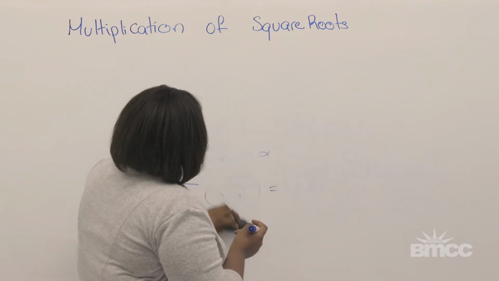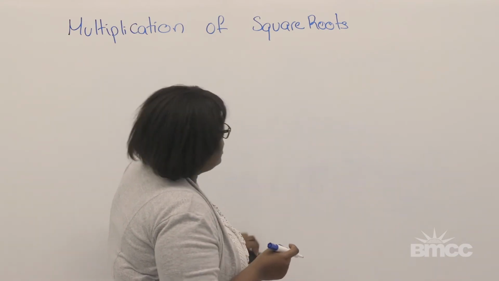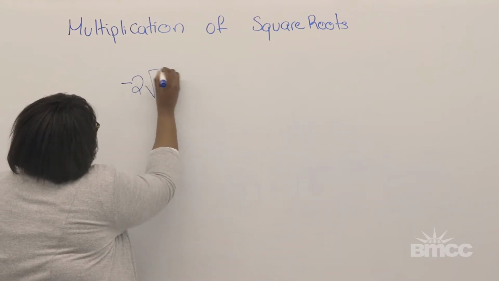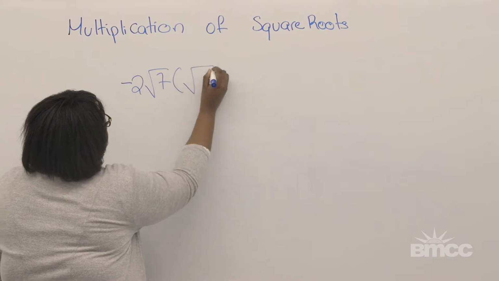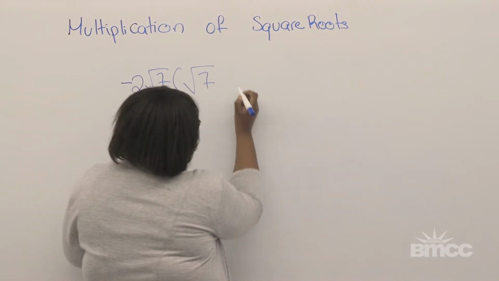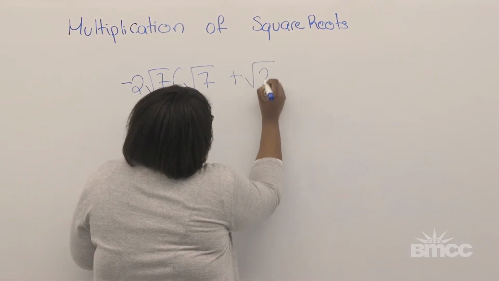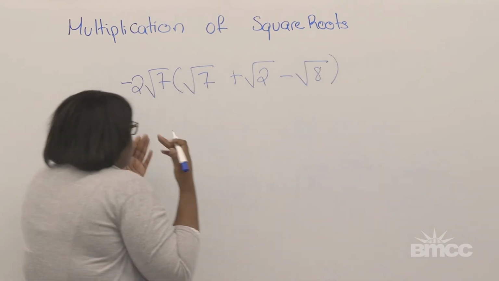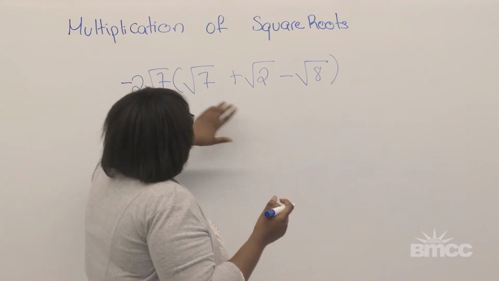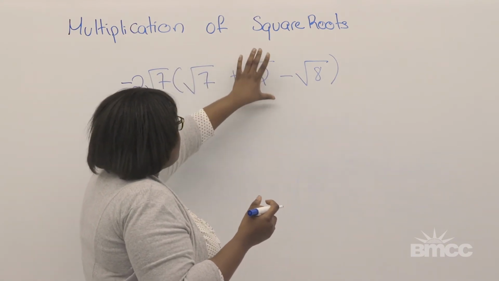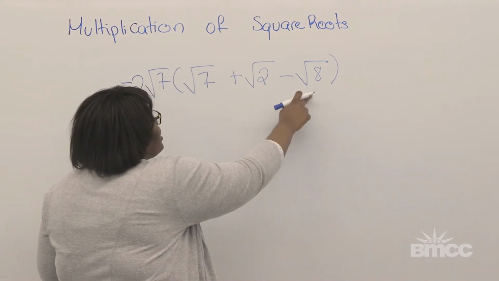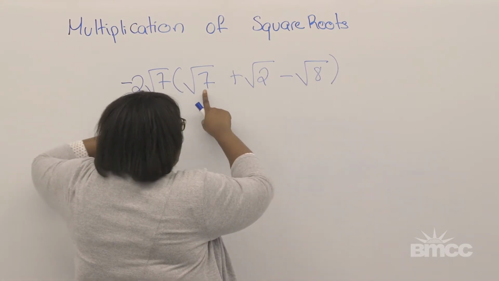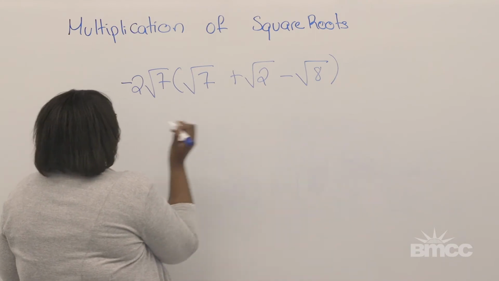Last example would be negative 2 times the square root of 7 times the square root of 7 plus the square root of 2 minus the square root of 8. Again, simplify anything within the parentheses first. So here we have the square root of 8. We know this can be simplified, but we cannot simplify 7 and 2. So let's just simplify the square root of 8 first.